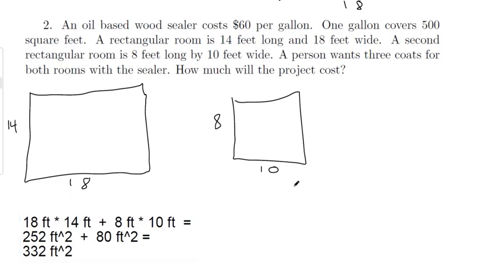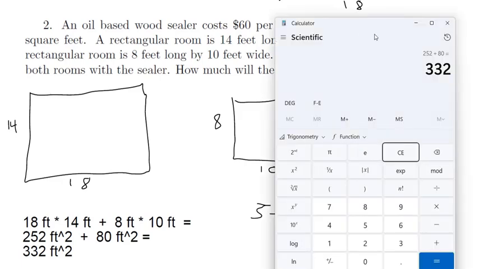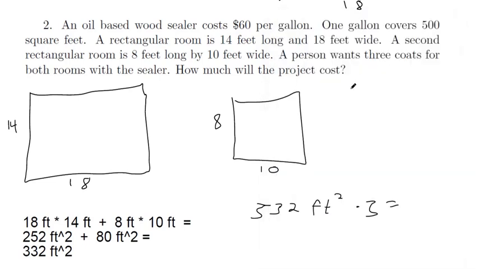So we want to convert that to however many gallons of this product we need to buy. So we got 332 square feet. We want to know how many gallons that is. So we'll multiply by our conversion factor. It says, oh, they want 3 coats too. Sorry, so we're going to multiply this by 3. And that's what I had to do with my floor, 3 coats. So that's 996 square feet to cover.